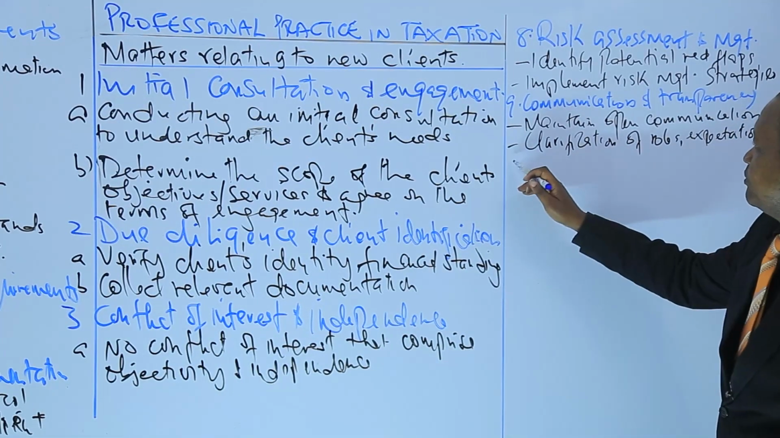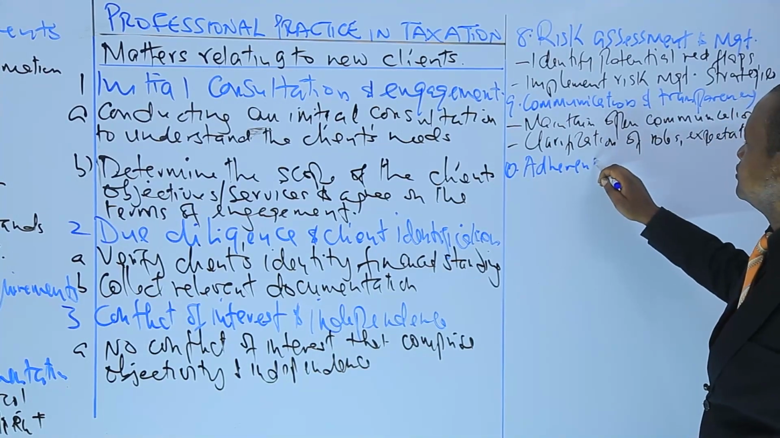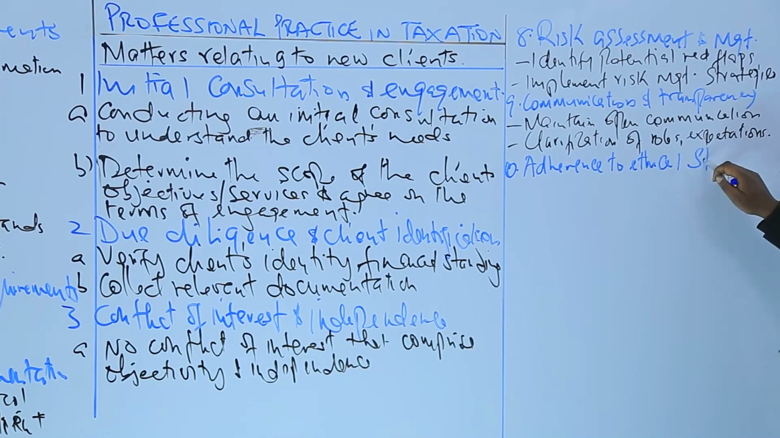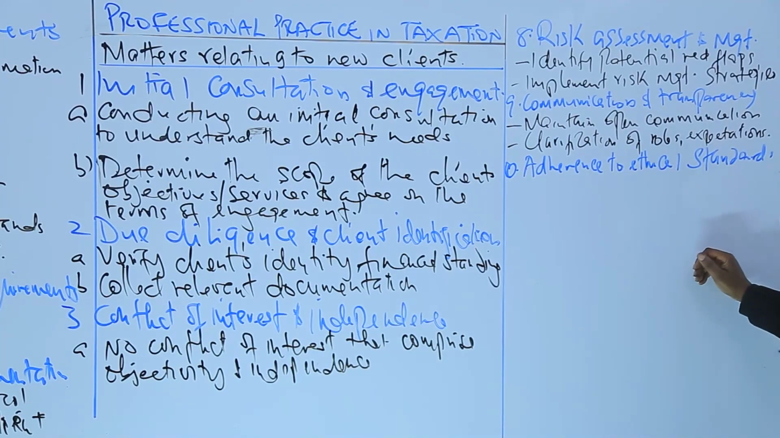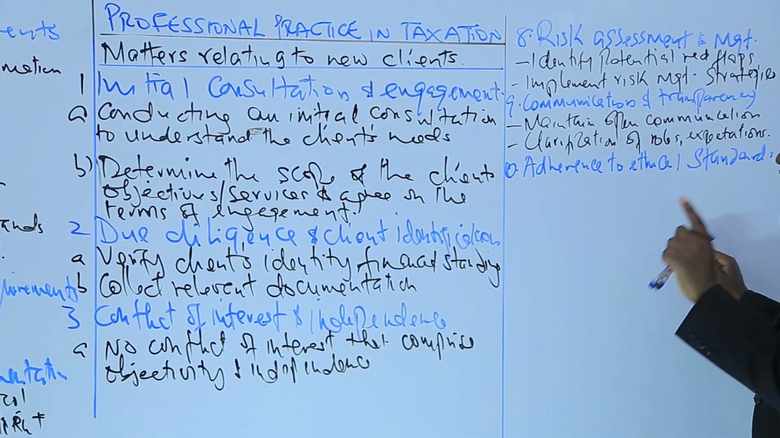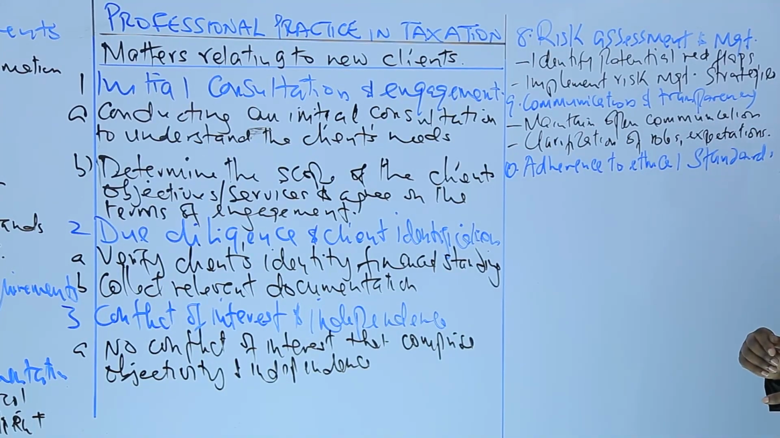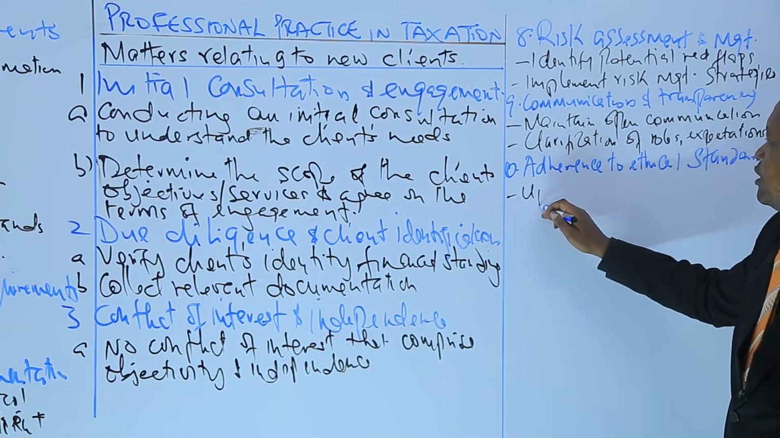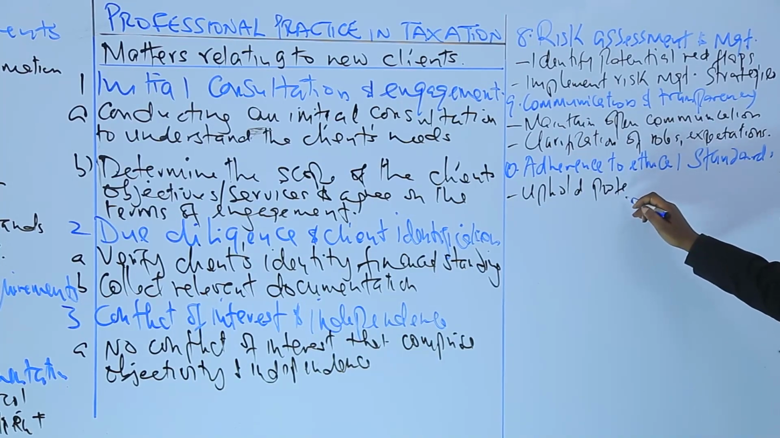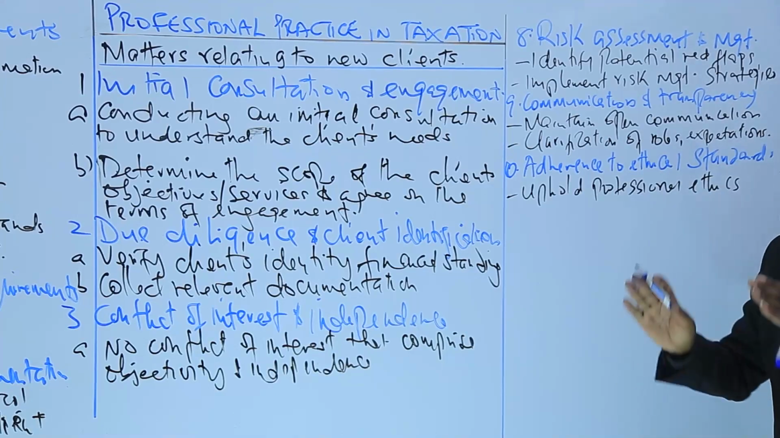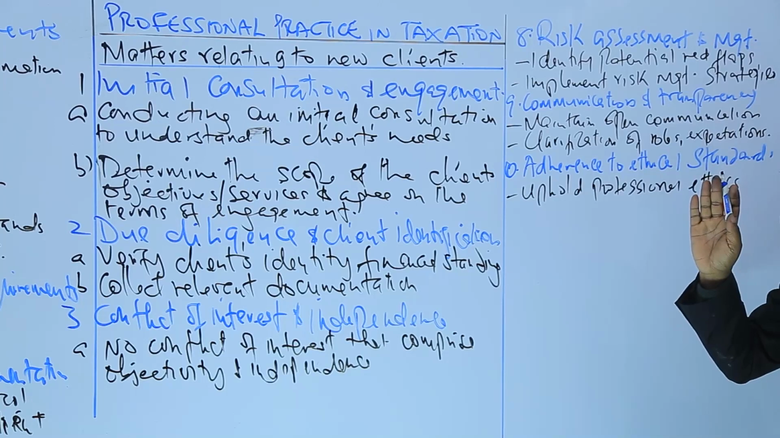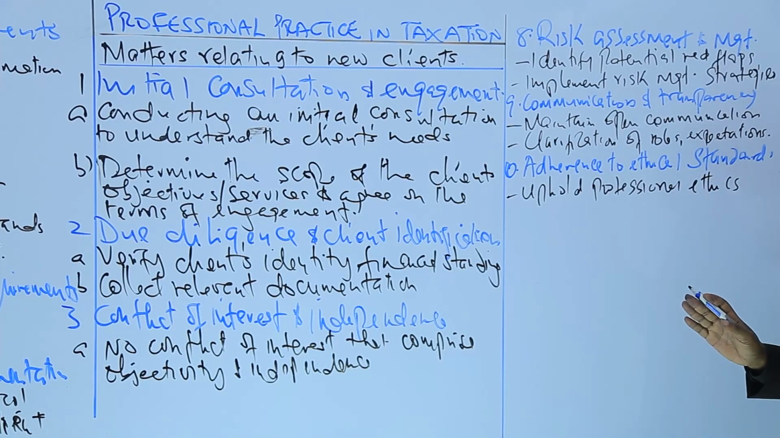Then lastly, we have number 10, adherence to ethical standards. This involves upholding professional ethics, confidentiality, and integrity while serving the new client's interests. The tax professional is required to uphold professional ethics, to uphold confidentiality as well as integrity while serving the client's interests.